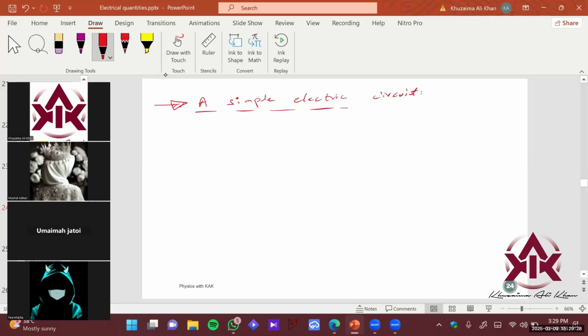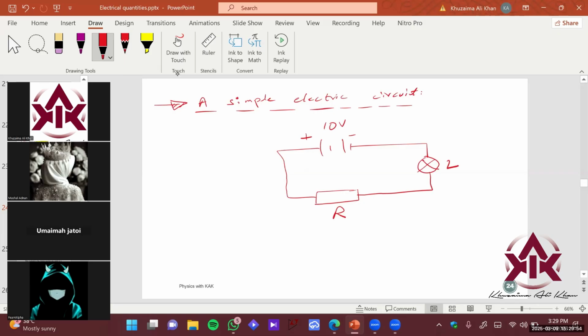So inside it we have a battery, and then we have a resistor, and then we have a lamp, right? Let's say this is a 10-volt battery. This is the positive terminal of the battery. This is the negative terminal. This is called the resistor. This is called the lamp. And the lamp is glowing over here, and the current is flowing from positive to negative. This is current I. It's flowing in this direction here.